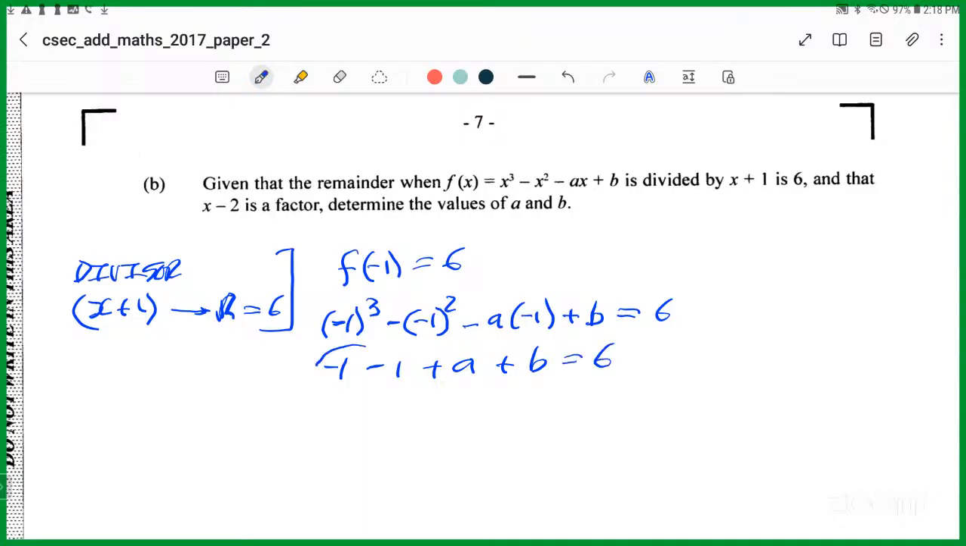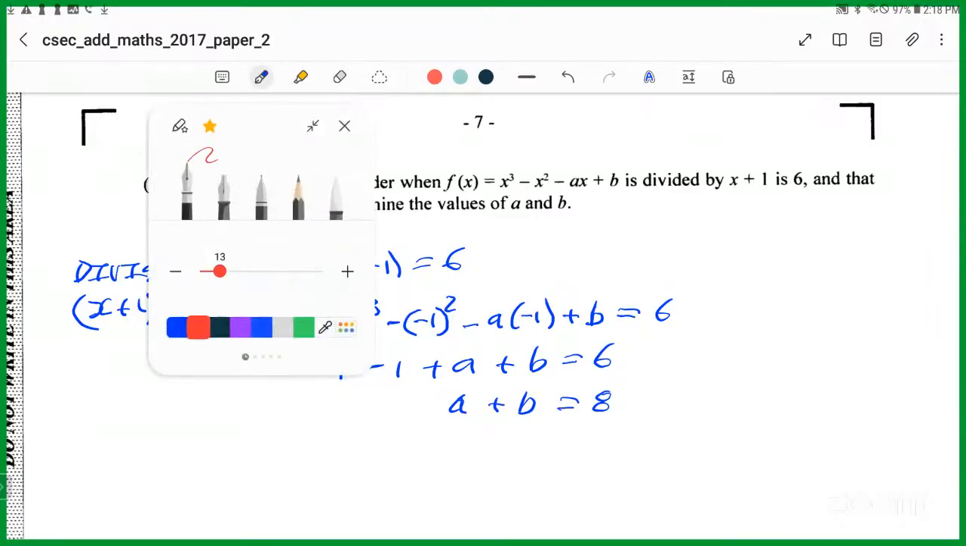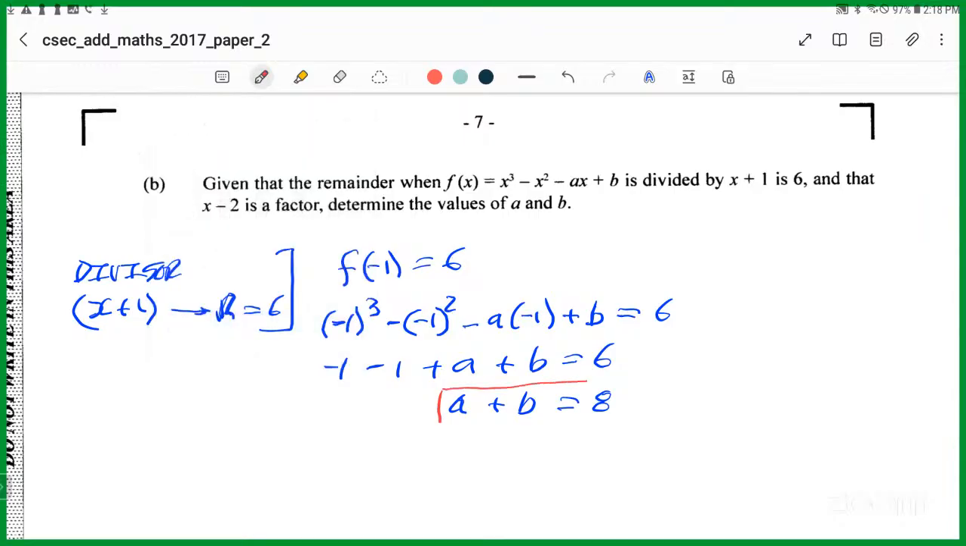Now this is negative 1 and negative 1, that's negative 2. Negative 2 goes on this side, add to the 6 to make it 8. So we end up having a plus b equals 8. And that's one of our equations, right? It's one equation. Let's put it around in a box here and call this equation 1.